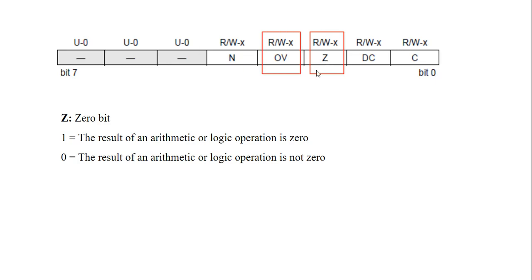Then the overflow flag, this OV is the overflow flag. It is also readable and writable. For overflow flag, when you are doing some counting like 0 to 10, the microcontroller starts counting from 0 to 10: 0, 1, 2, 3, 4. When it reaches 10, it will reset that count and raise this flag. This overflow flag will be raised. That indicates that overflow is happening.